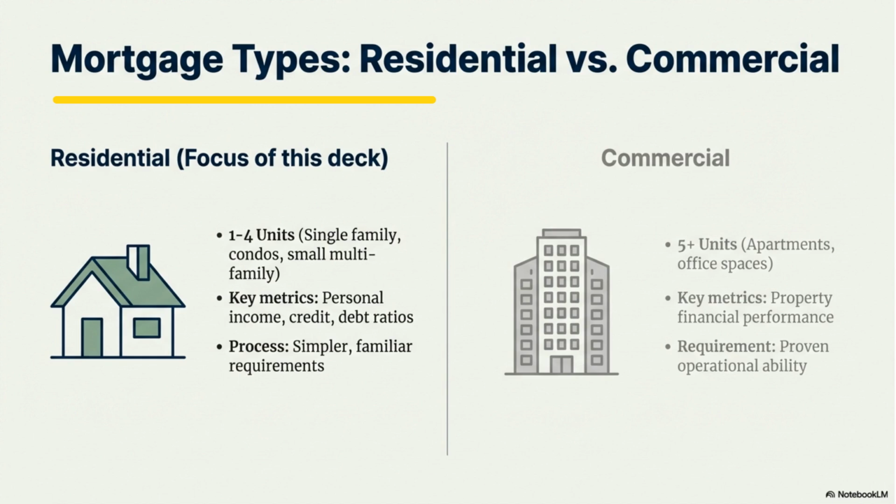primary residence. Commercial mortgages, on the other hand, are typically for properties with 5 or more units. Think of them as the solution for larger investments, like apartment buildings or office spaces. With commercial financing, your personal profile matters less, but you'll need a property that performs well financially, and you'll be expected to show that you can operate it successfully. In this video, we're focusing on residential mortgages only, meaning properties with 1 to 4 units. Next, we'll talk about the different types of lenders.